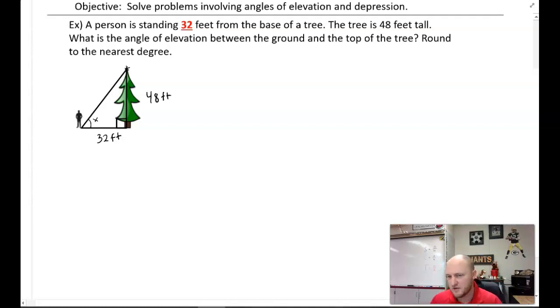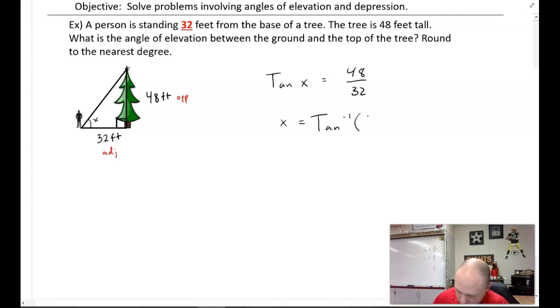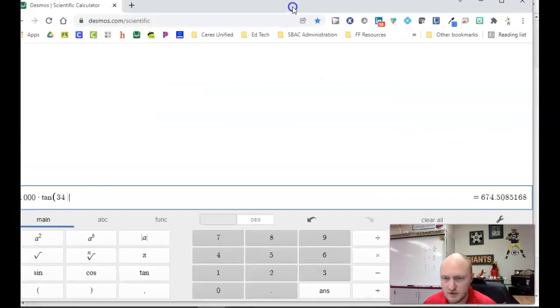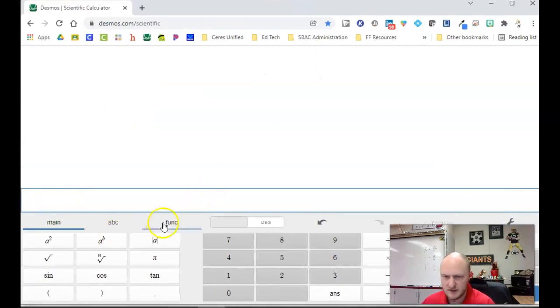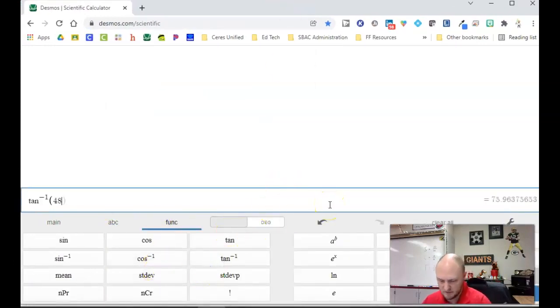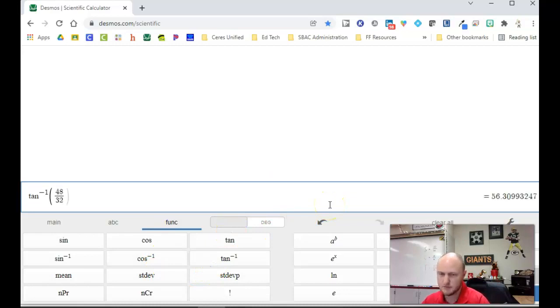So it looks like here I'm solving for a value. Well, I'm given information about the side opposite and the side that is adjacent. So again, this is tangent. Tangent of x is equal to 48 over 32. And if I want to solve for x, I'm using an inverse function. So tan inverse of 48 divided by 32, that's going to give us our angle of elevation. Okay, so let's see. Tan inverse of 48 divided by 32.